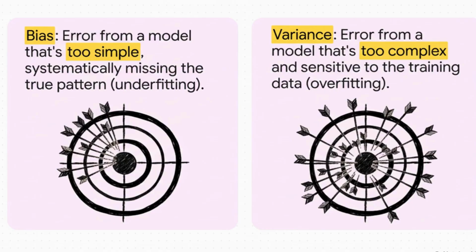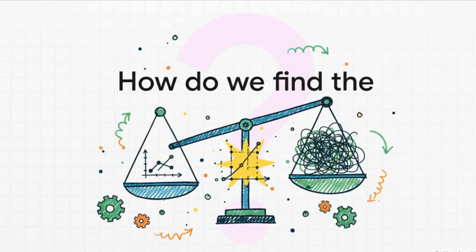And here's the killer trade-off. The moment you try to fight one, you usually make the other one stronger. Reducing bias by making your model more complex almost always increases its variance, and vice versa. And so that leaves us right here, with the question that is at the absolute heart of machine learning. In this world of messy, complex data, how do we find the model that's just right? The entire job, really, is navigating that trade-off.